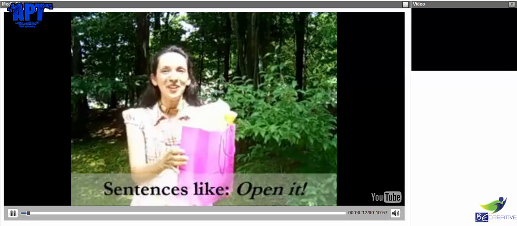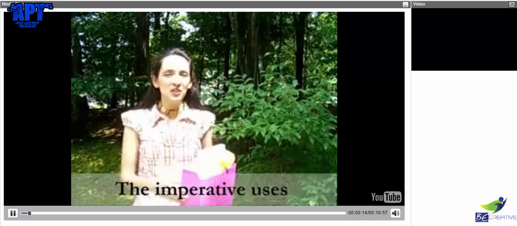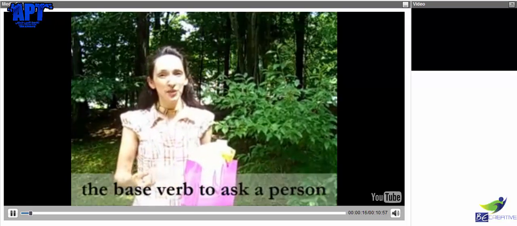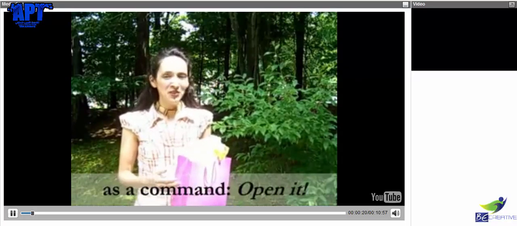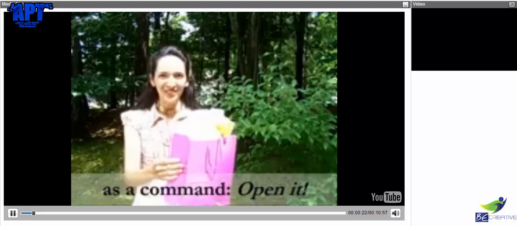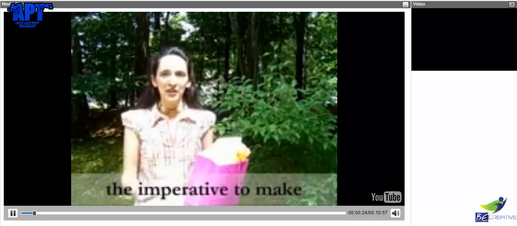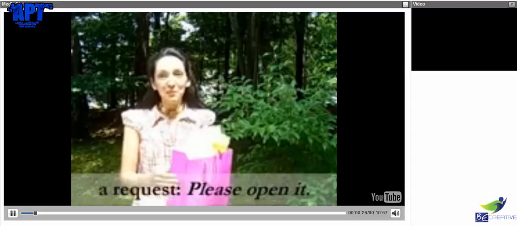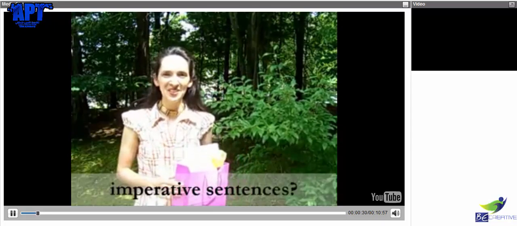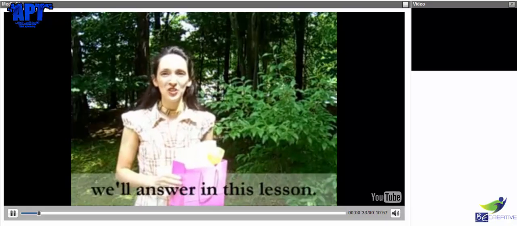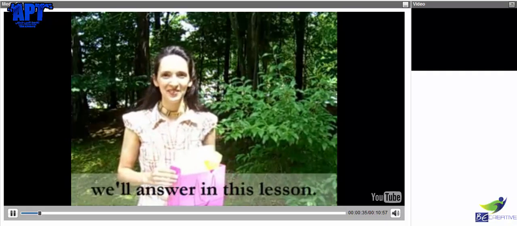Sentences like, open it. The imperative uses the base verb to ask a person to perform an action. The imperative often is used as a command, open it. But we could also use the imperative to make a request. Please open it. How do we report imperative sentences? That's just one of the questions we'll answer in this lesson.